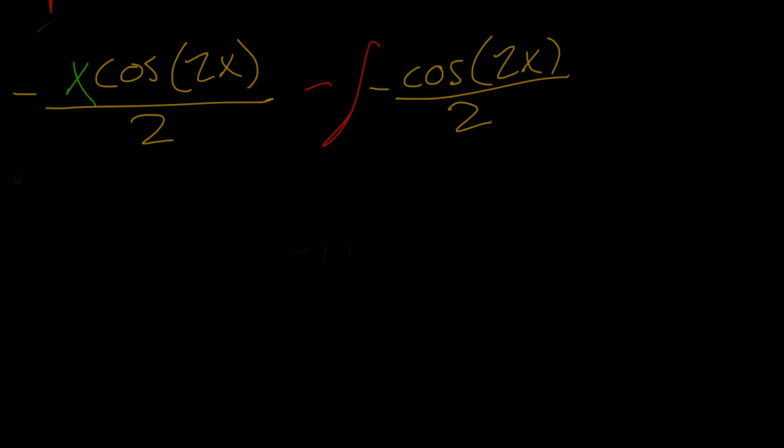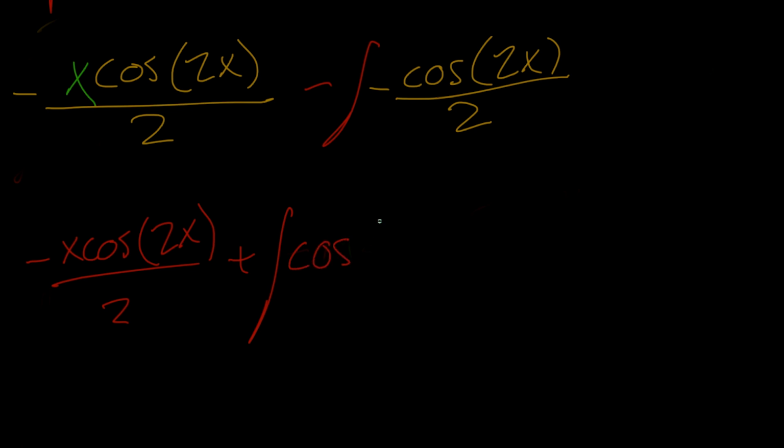Right, now I can rewrite this entire thing. We're just going to make this one our final. So the integral is equal to negative x cosine 2x over 2. And I'm going to say plus, because this negative, based on the constant multiplier rule, can be drawn outside, and a negative times a negative is just a positive. So plus the integral of cosine 2x divided by 2.